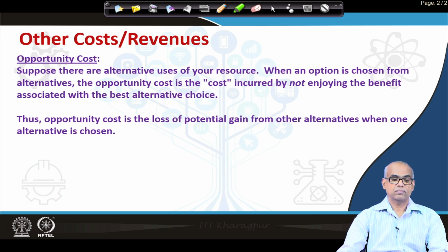Opportunity cost. Suppose there are alternative uses of your resource. When an option is chosen from alternatives, the opportunity cost is the cost incurred by not enjoying the benefit associated with the best alternative choice. Thus, opportunity cost is the loss of potential gain from other alternatives when one alternative is chosen.